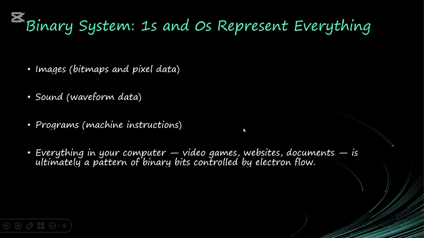So everything in your computer, video games, your websites, your documents, is ultimately a pattern of binary bits controlled by electron flow. Do you understand it? Basically, it is your transistor that is used to control all these things. Your transistor is the most fundamental component of your computer system. So any data you have is stored in patterns of binary bits, zeros and ones.